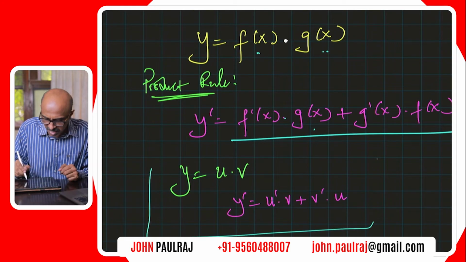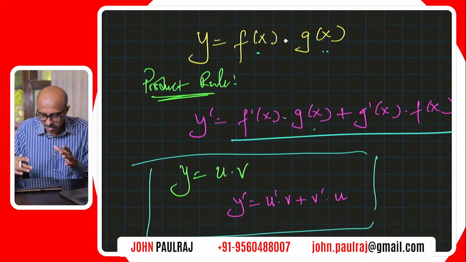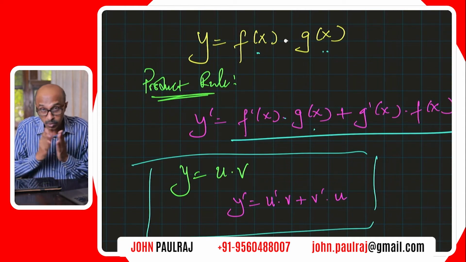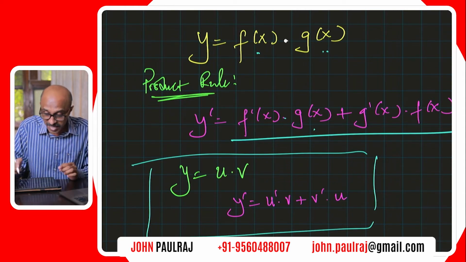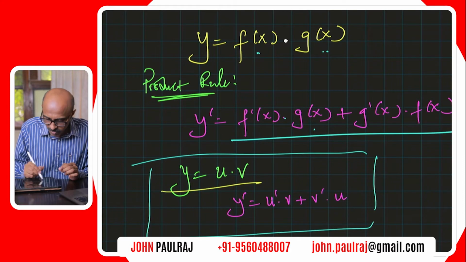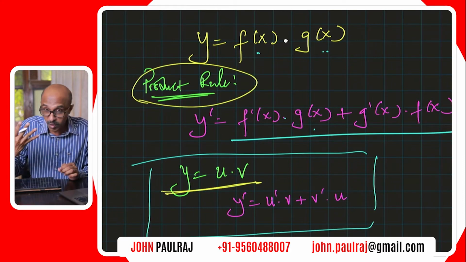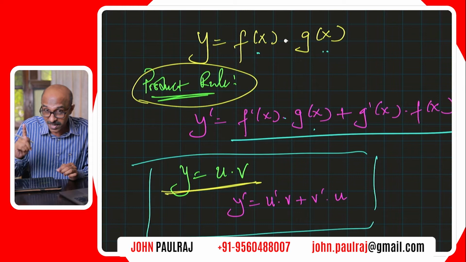This might be easier to remember, but it's not just about remembering the rules. It's about using them correctly: when to use the product rule and how to use it. That's more important. All these rules, the product rule, the quotient rule, the chain rule, the formulas for differentiation, are all derived from the limit of the difference quotient, that is, differentiation by first principle.